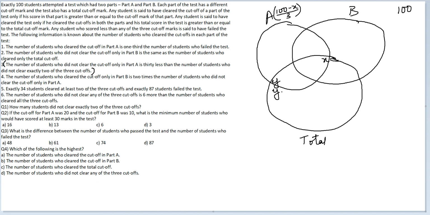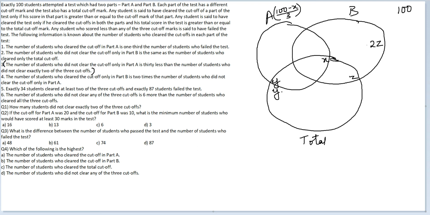The number of students who cleared cutoff only in part B is 2 times the number of students who did not clear the cutoff only in part A. Only in part B is this region, and did not clear the cutoff only in part A is this region. So if this is Z, this should be 2Z. If you also notice, I write the variables right at the corner so that finally when I do write the numbers, there is adequate space left.